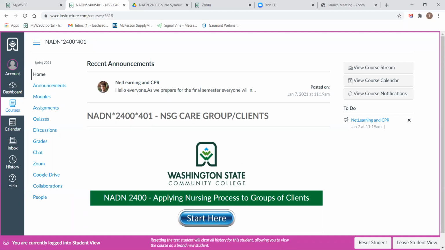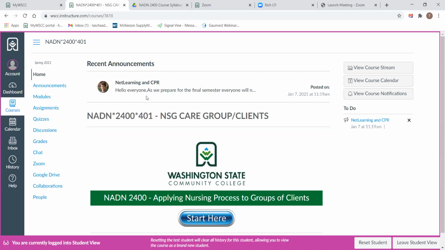When you come to Canvas, it is very user-friendly, and seems to be a very easy system to use. I know it's widely used in other schools. So Washington State has now upgraded to the learning management system. What you see in front of you is the student view.